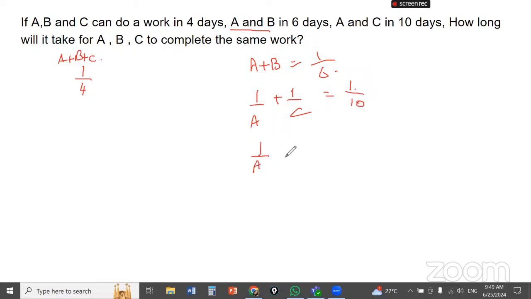So 1 upon A plus 1 upon C is, for C we got it as 12 days, 1 upon 12, that's equal to this one. So we get 1 by 10 minus 1 by 12. So while subtracting, what could be the LCM for this 10 and 12? 10 and 12, the LCM would be 60. So if you take the LCM as 60, this is 6 and this one it is 5.